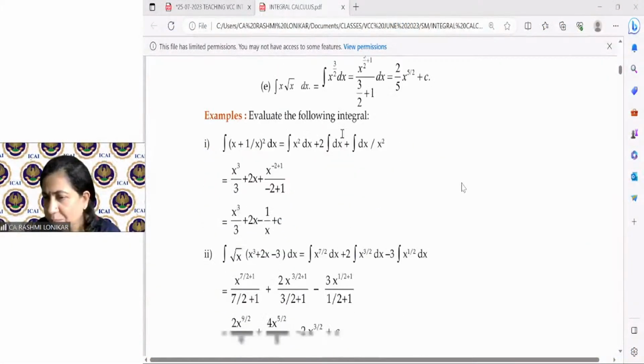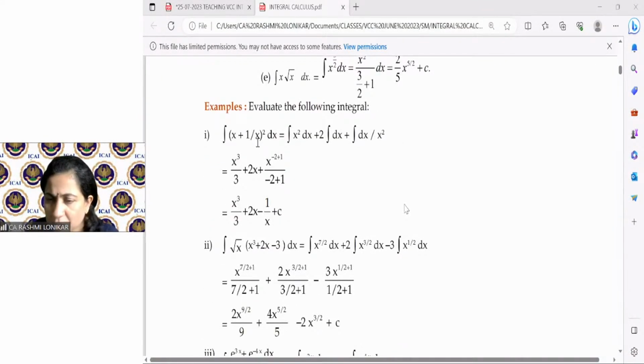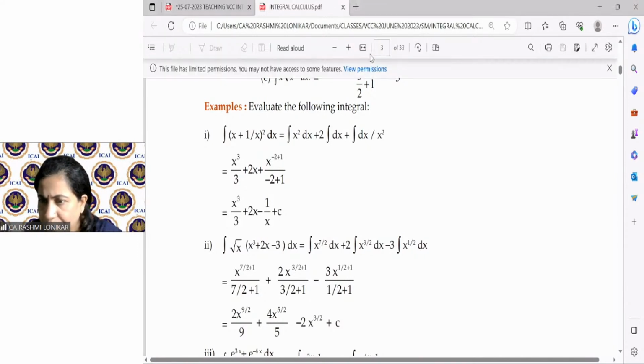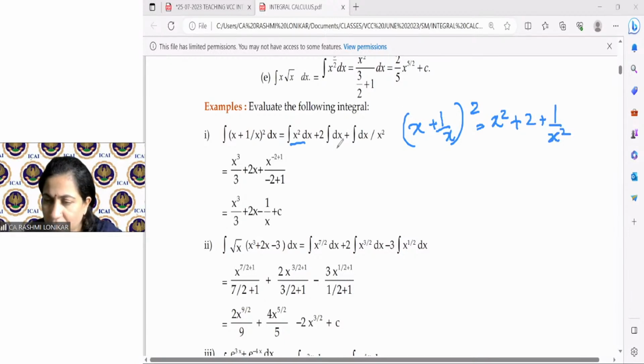Welcome back, all of you. Janvi, this is page 8.26. See, x plus 1 upon x, same way we have solved. Okay. Here they have expanded, so they have not written it over here. So directly you have x square. This is the same thing as x plus 1 upon x the whole square, and it becomes x square plus 2 plus 1 upon x square. Okay. And they have directly put it over here. So you feel that the method is different.